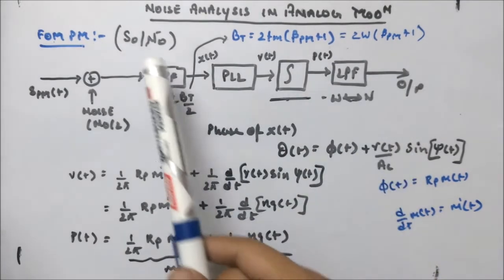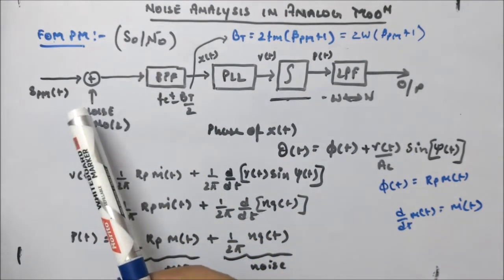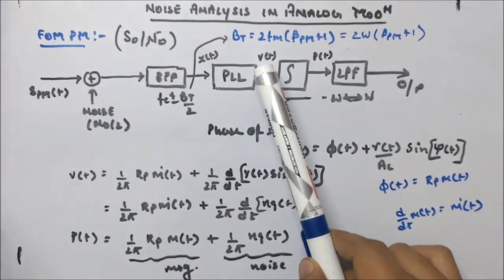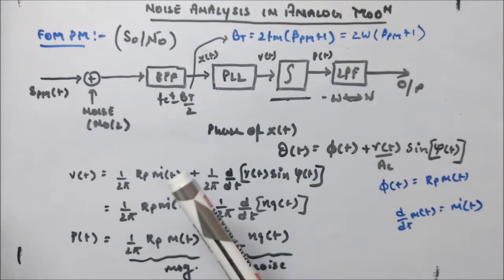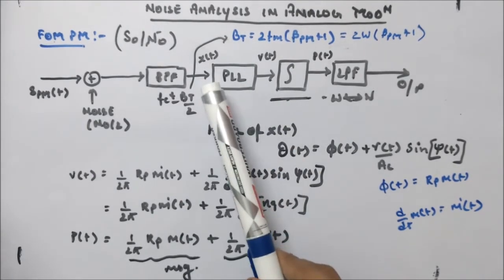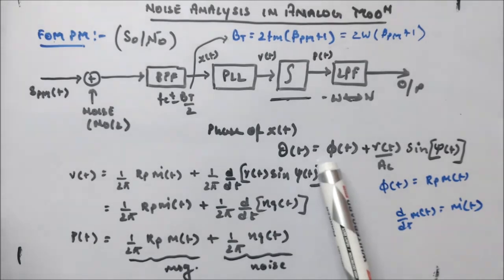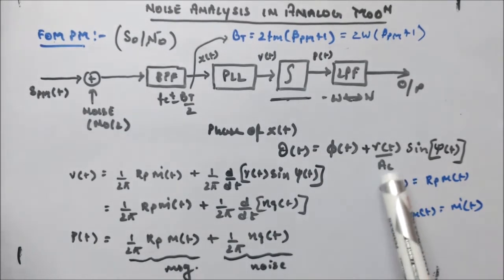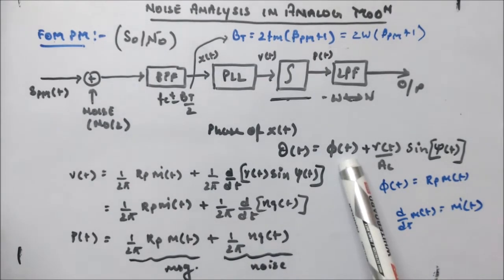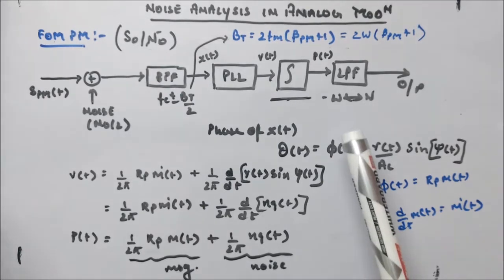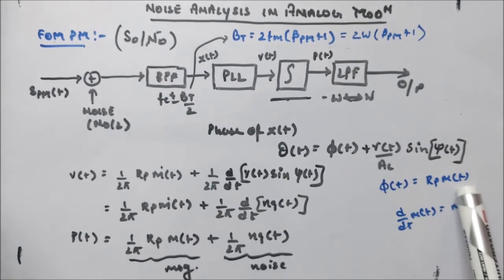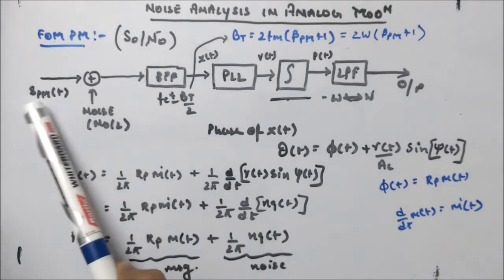So at the output we will calculate S0 divided by N0. It will be similar to what we had before in the FM case till the PLL. Things will change after the PLL. Till the PLL, before the PLL, we had the phase of x(t), theta(t), equal to phi(t) plus r(t) divided by Ac sin psi(t), where phi(t) was equal to 2π kf times the integral of m(t) in case of FM, but here phi(t) will be kp into m(t). This is the phase of your PM signal.